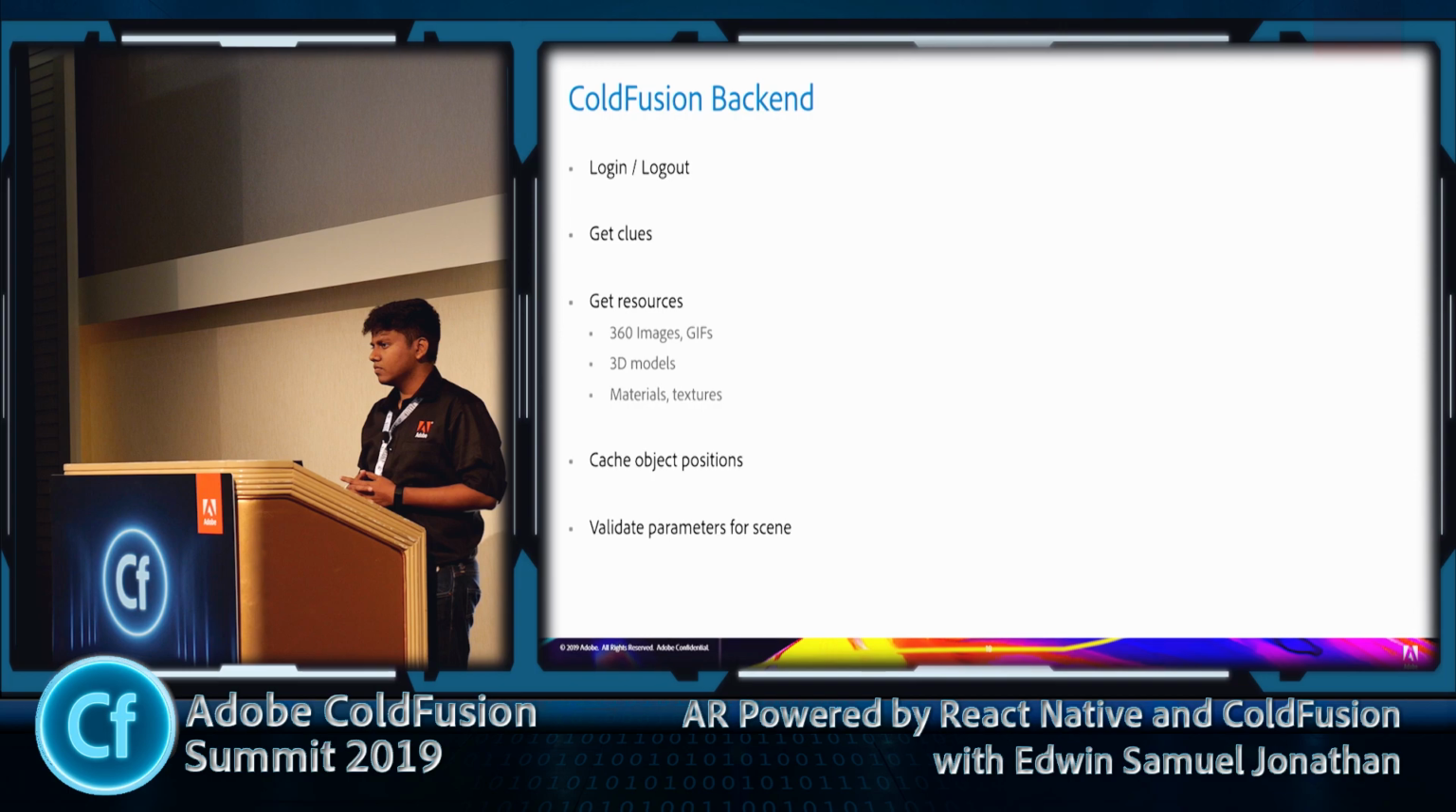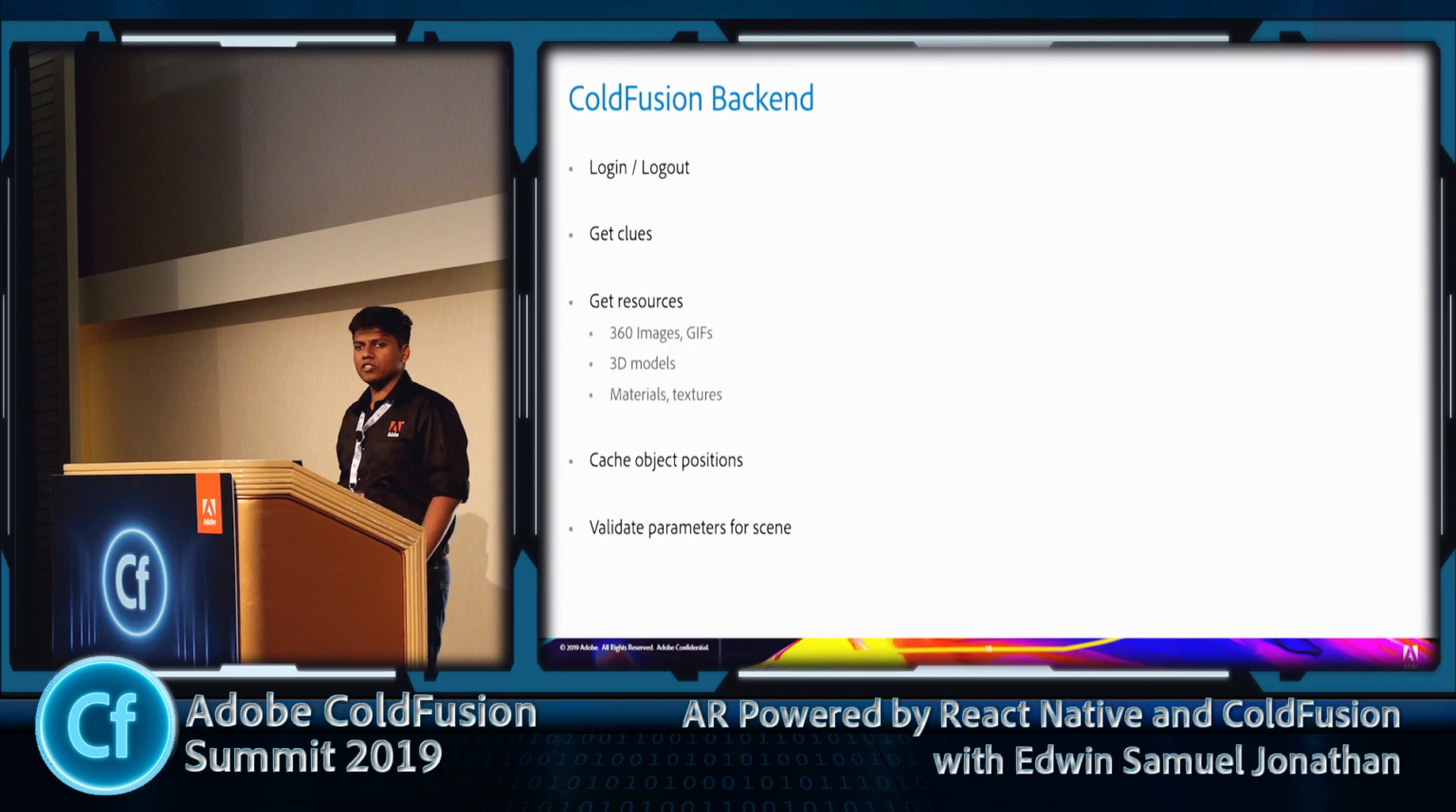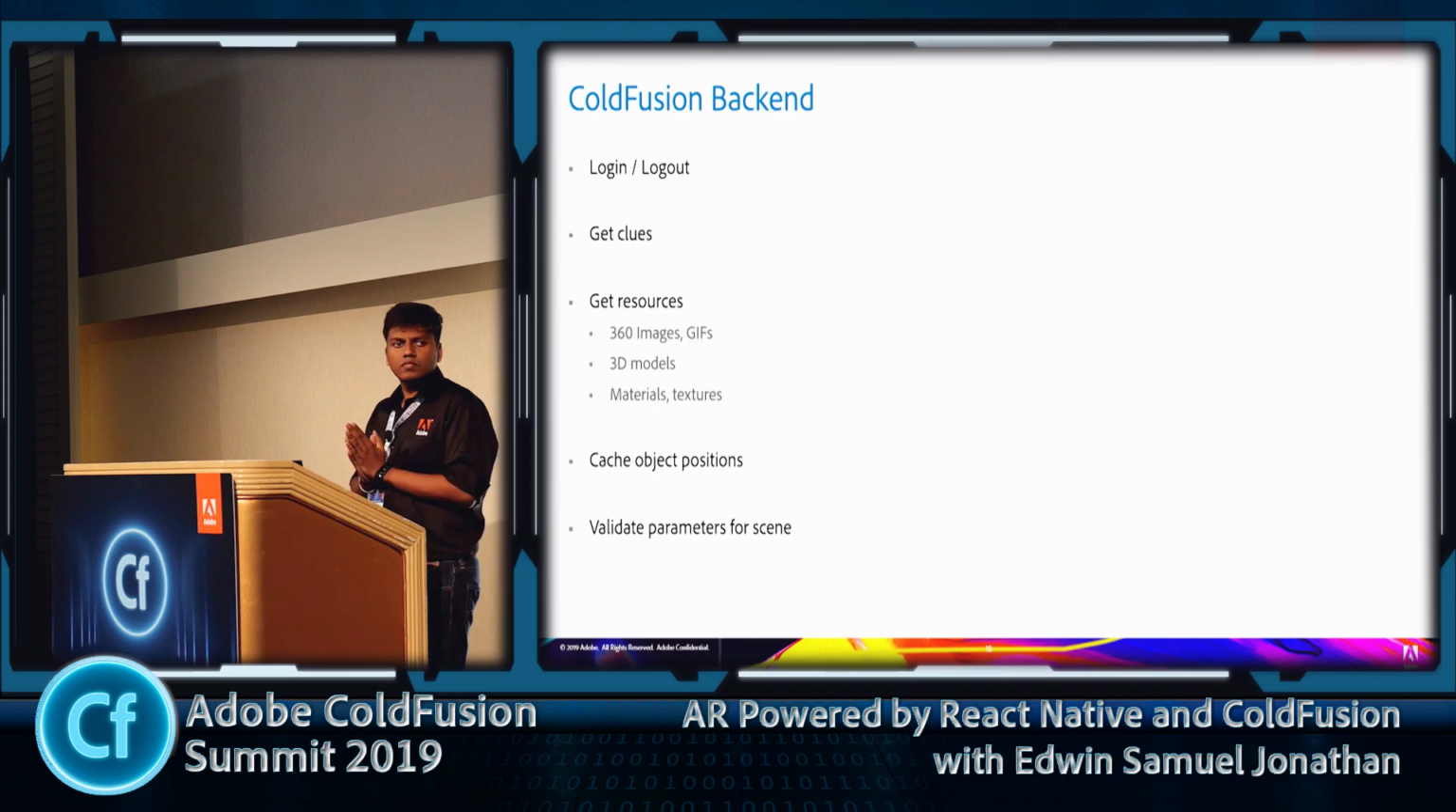Finally, the resources which we are going to be using in our augmented reality application can be quite heavy. For example, if you're using 360 images, which are in either 4K or 8K resolution, they'll easily cross over 4 or 5 MB. And even the 3D models which you're going to be using, the very smaller ones start from 600 to 700 kilobytes. So we don't want to store all this on the app itself. We want to store it in the ColdFusion backend and receive it as we start finding our clues.